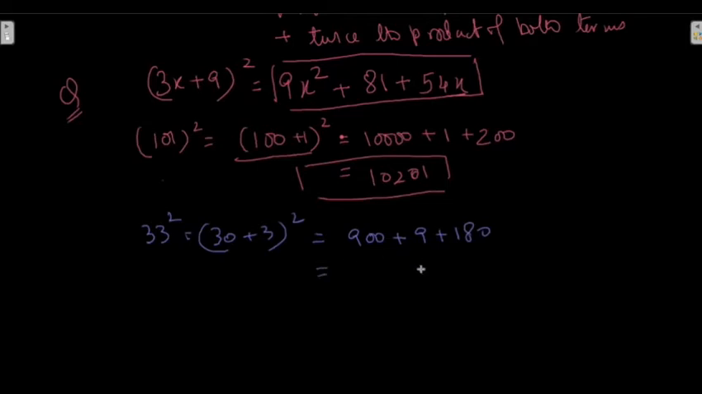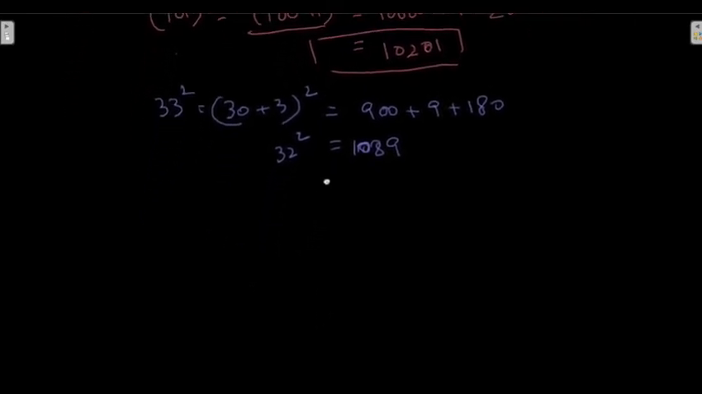So it becomes 9, 8, and then 10. 33 square is 1089. So this is how you can use it, even when you're calculating your tables.